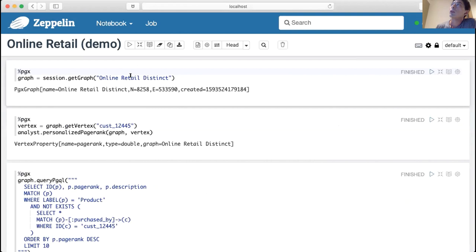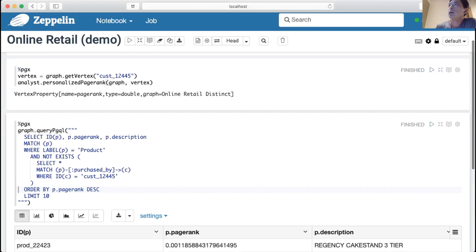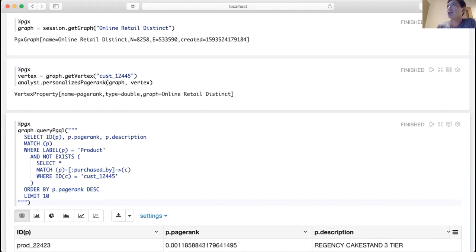It's the same thing. We can get the graph which is already expanded on the memory, and then having this graph, we can run the personalized PageRank in the second block here. And then, before this, the graph, those nodes do not have the PageRank property. But after this, a vertex property named pagerank has been added.